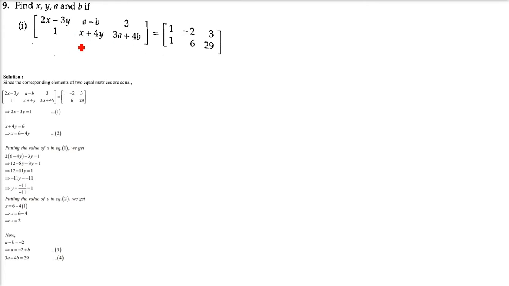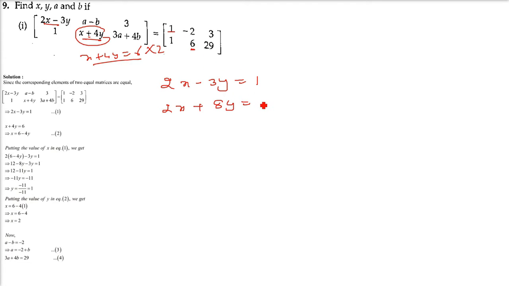We'll try to solve this one, 2x minus 3y, equate it with 1. Now this is 2 by 3 matrix. First of all, the matrix have to be at the same order in order to be equal. 2x minus 3y equals 1 and x plus 4y is equal to 6. So this is x plus 4y. Just I multiply this equation by 2. I multiply whole equation by 2 and I'm writing it here. So 2x plus 8y equals 12. So x plus 4y equals 6 multiplied by 2.